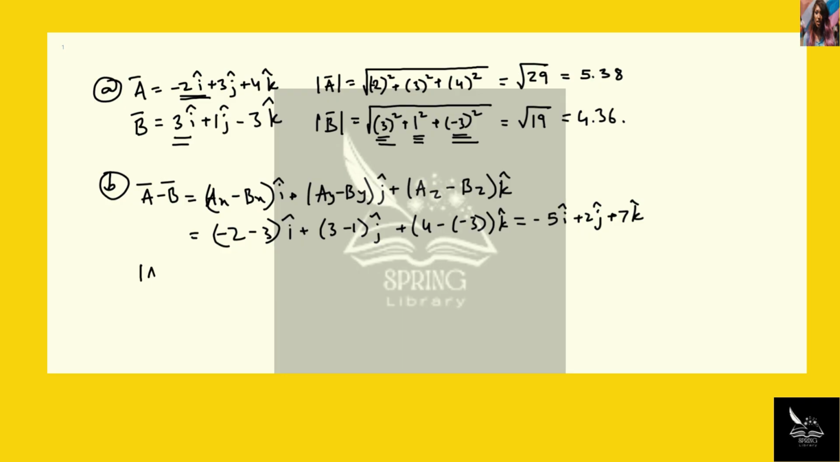Now, the magnitude of this vector would be, this is part C. The magnitude of the vector would again be the square root of minus 5 squared plus 2 squared plus 7 squared, which is the square root of 78, which is 8.83.